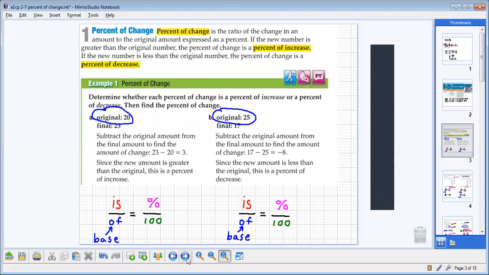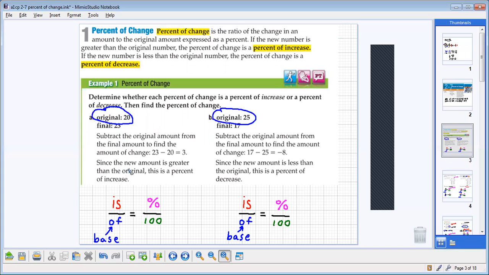Now your book starts out with some problems where it gives you the original. You could think of that as the original amount or original cost if you want to. Those problems are a little later. Just the original amount, and then they give you the final amount. And you have to determine whether or not it was a decrease or an increase. So if the original amount's 20, final amount's 23, that is going to be an increase. And it wanted us to find the percent change.